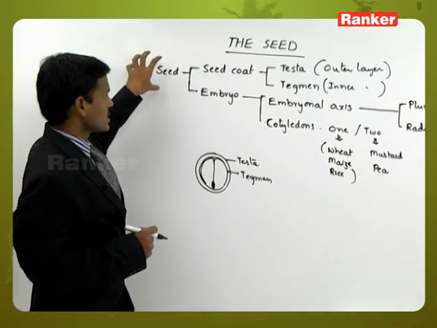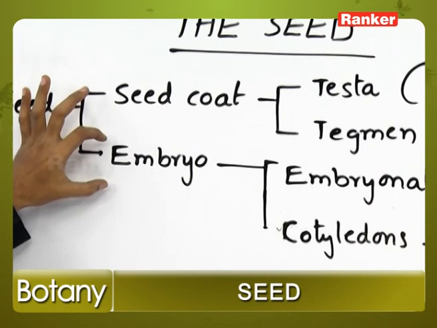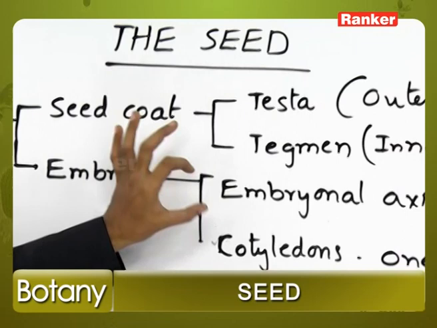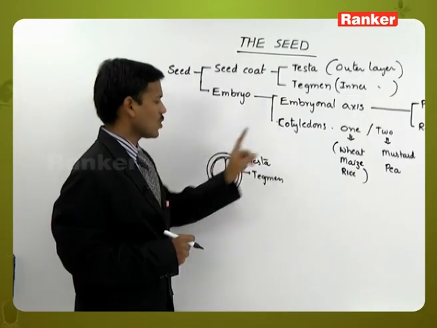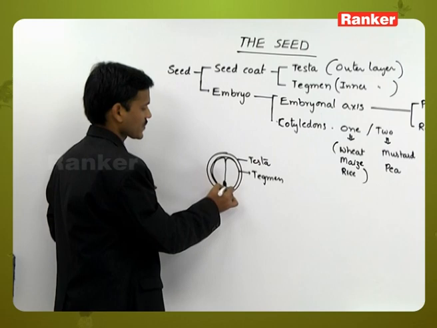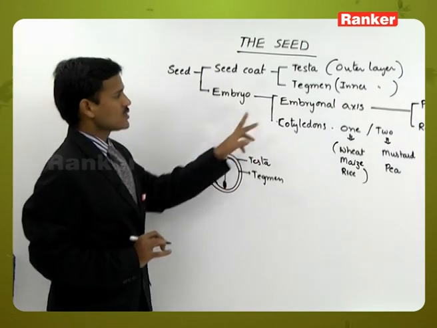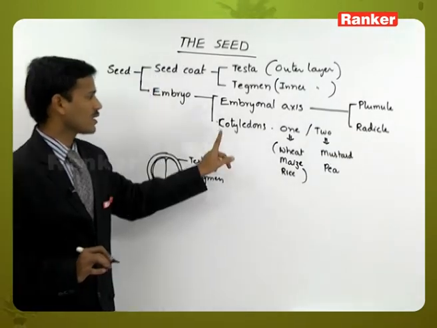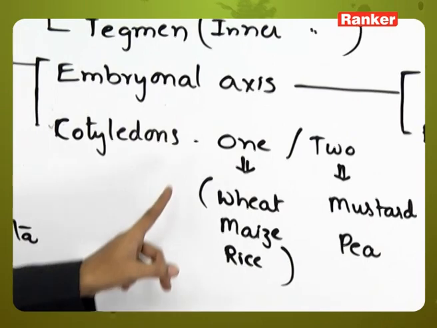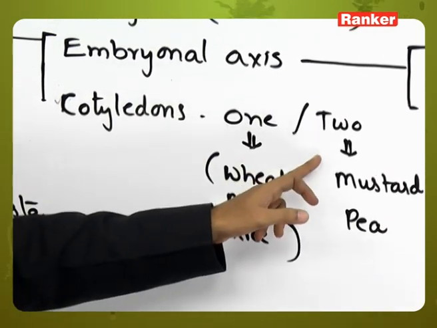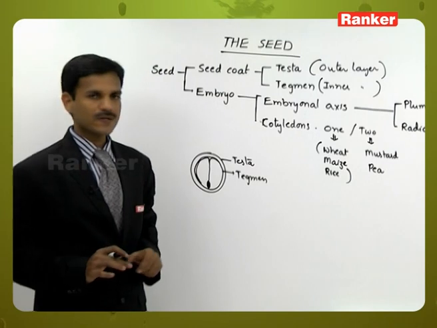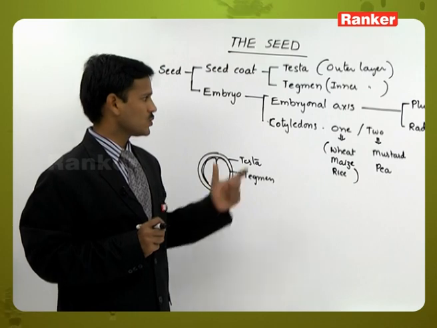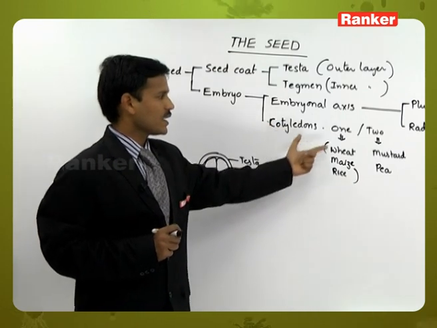So in the seed there are mainly two parts, the seed coat and the embryo. The seed coat is the outer layer, and the embryo has two parts, the embryonal axis and cotyledons. The embryonal axis ends with the plumule at one end and the radicle at the other. In monocot plants, only one cotyledon; in dicot plants, two cotyledons. So based on the number of cotyledons, angiosperms are classified into two types: monocotyledonae and dicotyledonae.